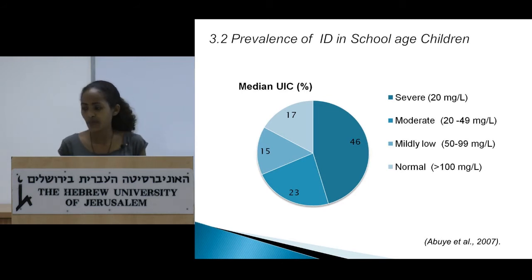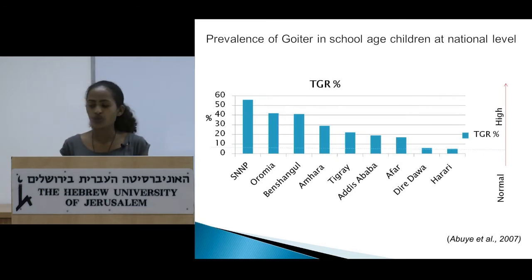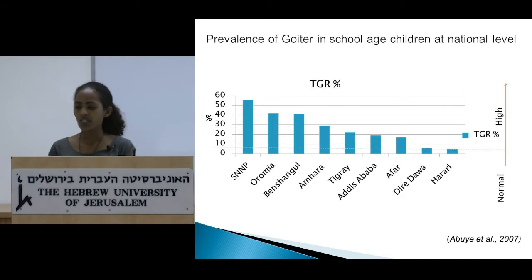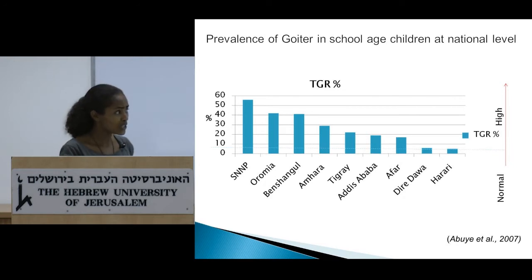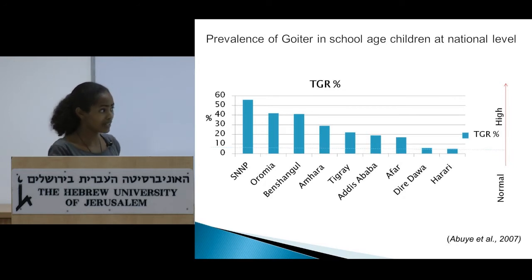This is from the same study, and they tried to show the prevalence of goiter in the different regional states. So as we can see from this graph, the total goiter rate was higher in the southern nations. The percentage of total goiter rate was higher in the southern nations. Then it was followed by the Oromia region, Benishangul Gumuz, and finally the lowest percentage of total goiter rate was found in Harari region, which is found in eastern Ethiopia.